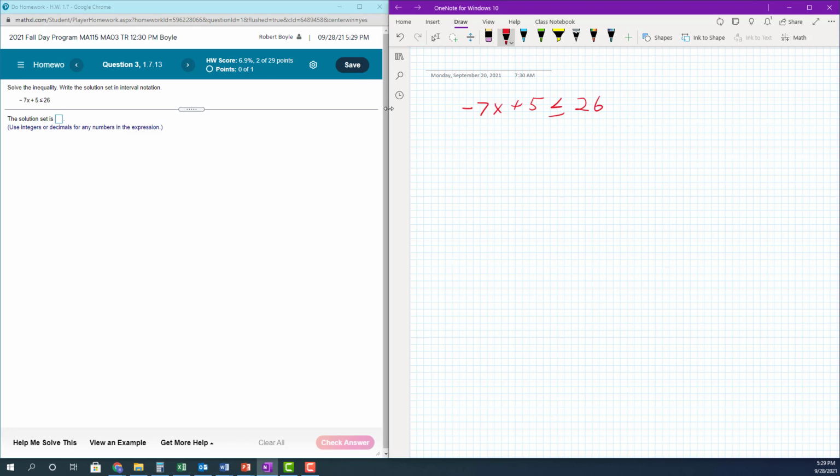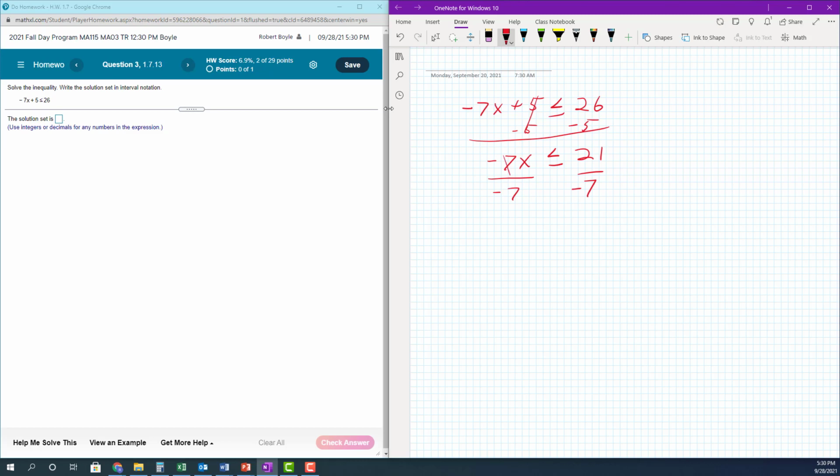All right, cool. So we want to treat this pretty much the same way we treat an equation. We want to isolate the x, and we'll do that by subtracting 5 from both sides. Well, that's kind of convenient because that gives us that negative 7x is less than or equal to 26 minus 5, which is positive 21. Then I want to divide both sides by negative 7.